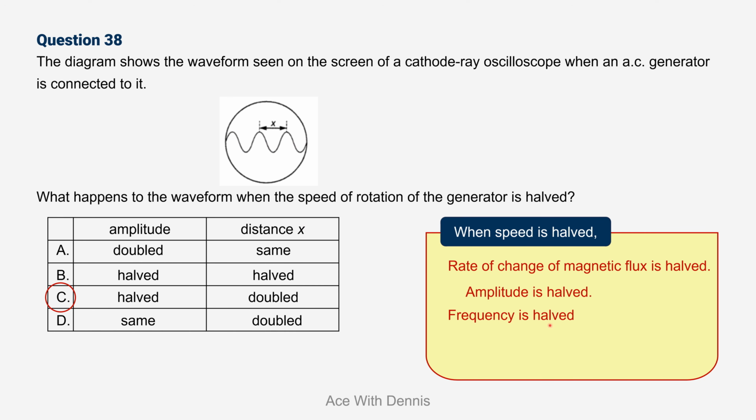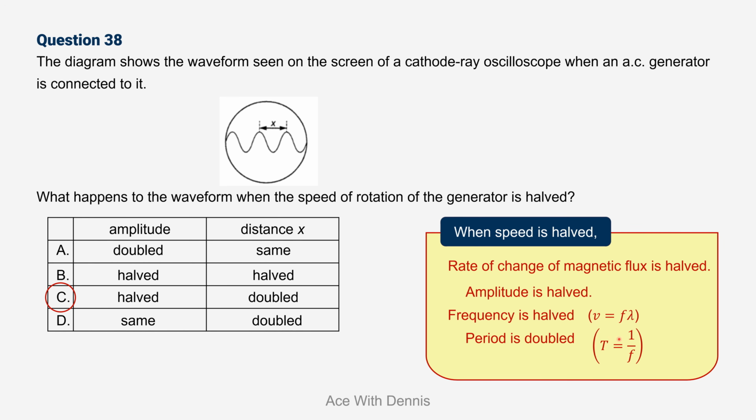The frequency will be half because based on the formula, v equals f lambda, where v is the speed. When speed is half, the frequency will be half as well. So they are directly proportional to each other. And the period is doubled.